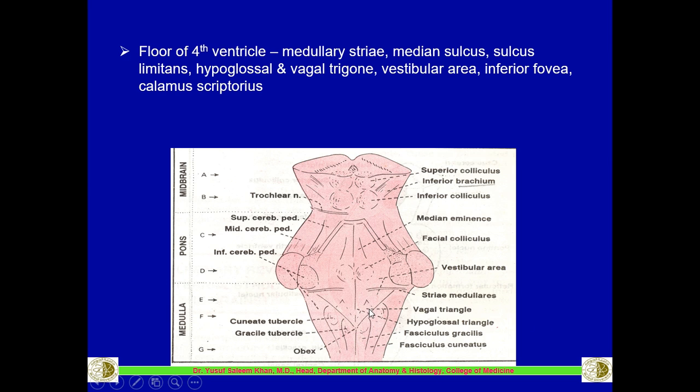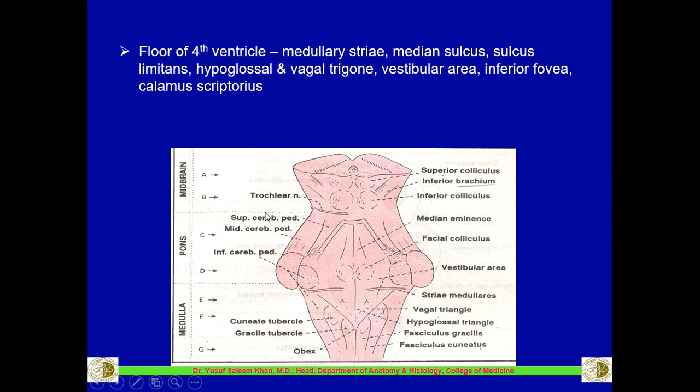So here is the vagal triangle, also called the vagal trigone, and deep inside will be the vagal nerve nuclei. And here is the hypoglossal triangle, where deep inside will be the hypoglossal nucleus. And here you can appreciate the vestibular nuclei on the lateral side. We can also see the cochlear nuclei.